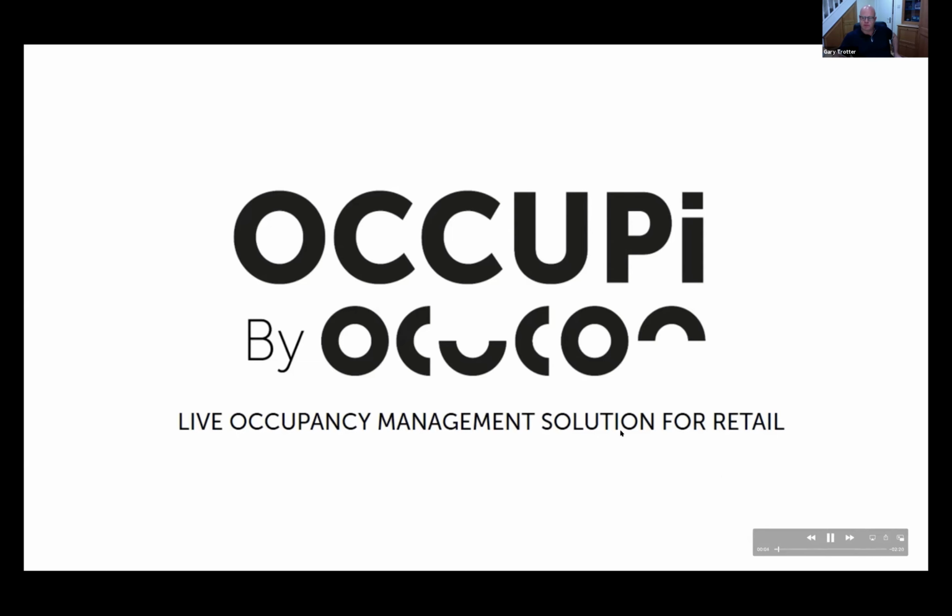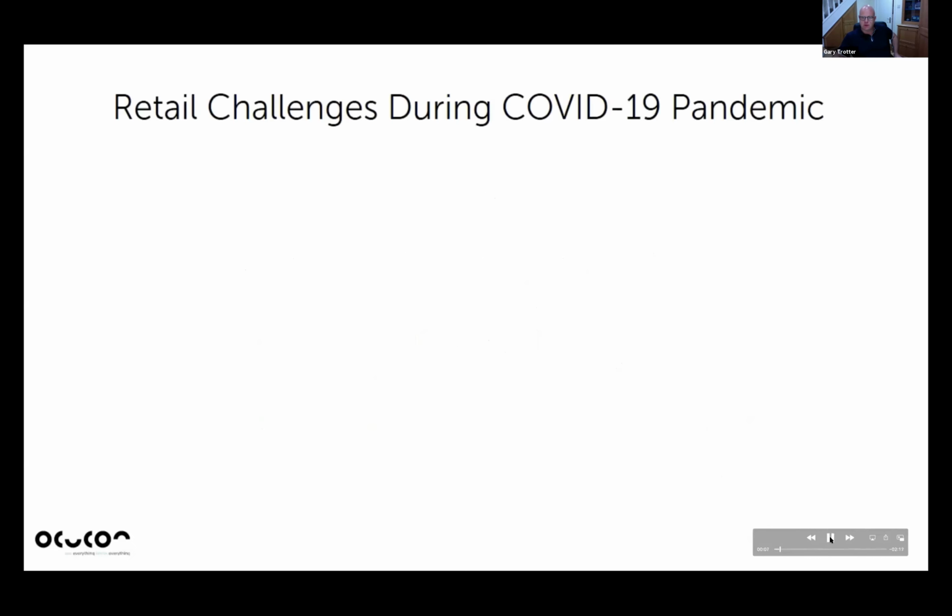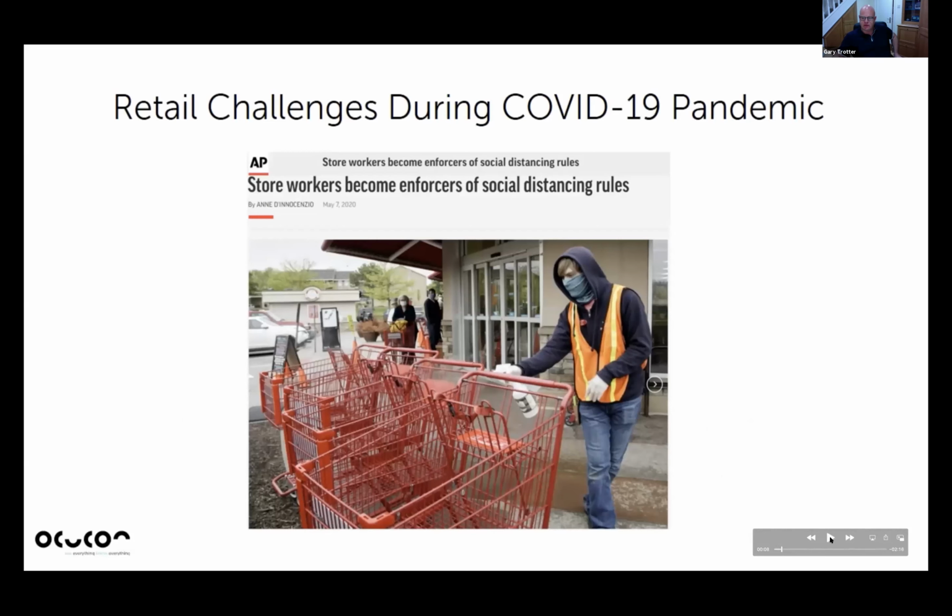Some small pieces of introduction here that you'll see. I think the first point in all of this is the fact that store workers are becoming the enforcers at the front door. It's not a particularly nice job that they like to do. It's very expensive for you as a business, and it comes with risks associated with being in constant contact with customers.